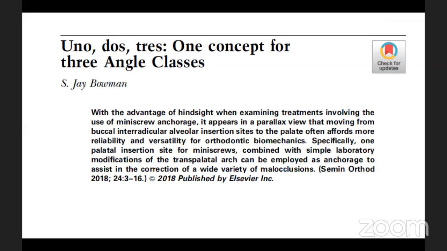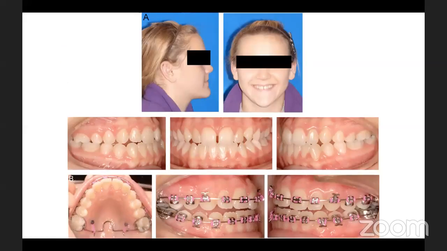So you must read this paper. It's a very interesting paper in which he has spoken about the versatility of palatal implants with transpalatal arches to correct class 1, class 2, and class 3 malocclusions. So I'm going to be taking one case out of his wonderful paper to elicit the use of that mechanics.